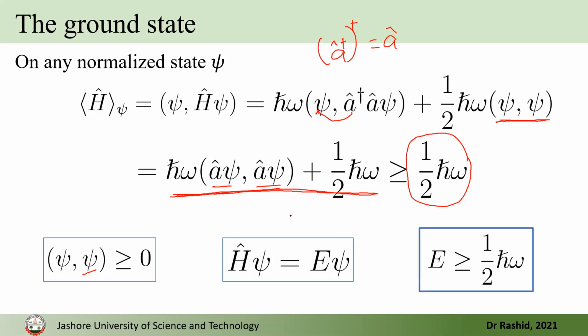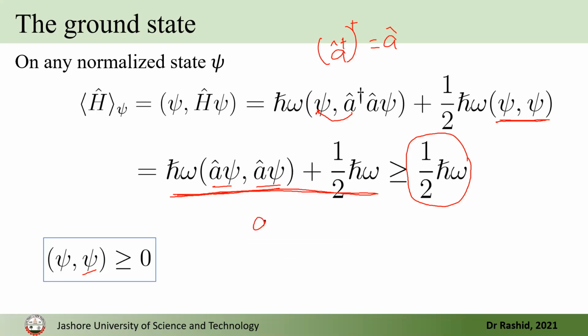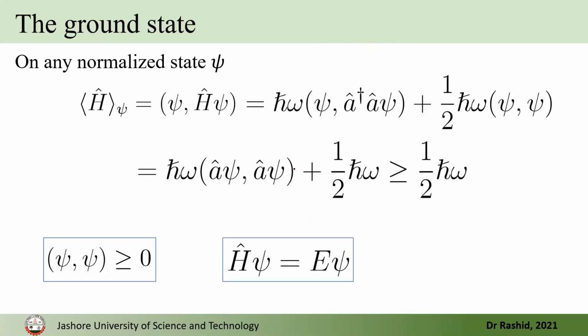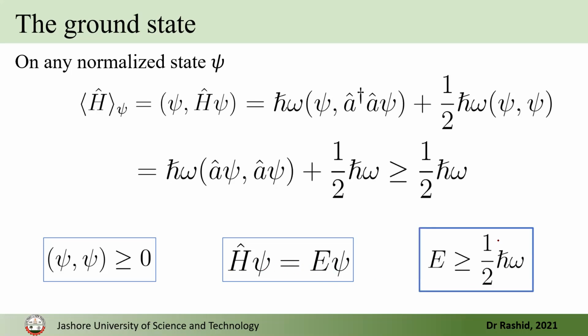We can only have this. So if we have A psi equals 0, remember, in that case, the inner product of this equals 0, then we have this energy. So if we write the Schrodinger equation that we want to solve this way, then it will have the lowest energy value, which is half h-bar omega, and the energies will be half h-bar omega or greater.